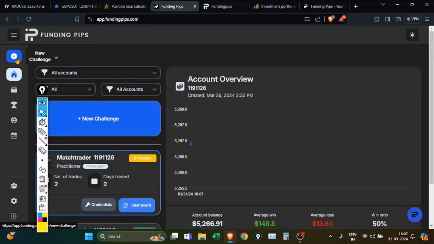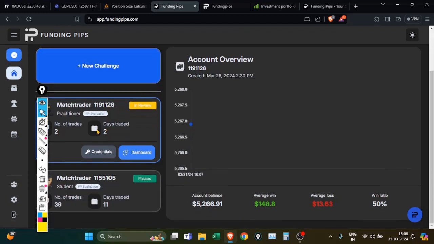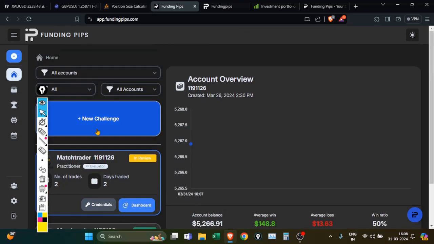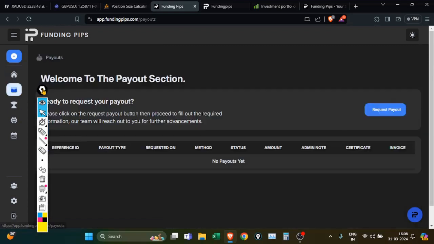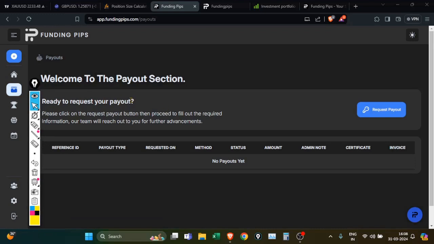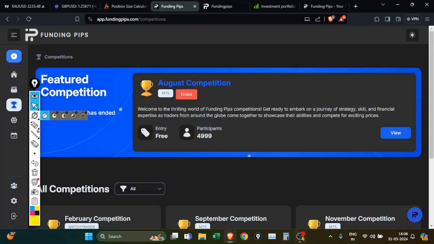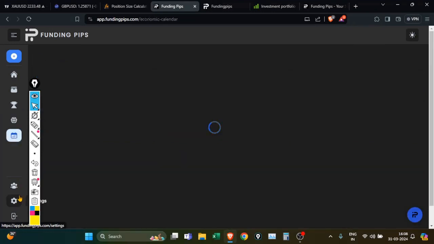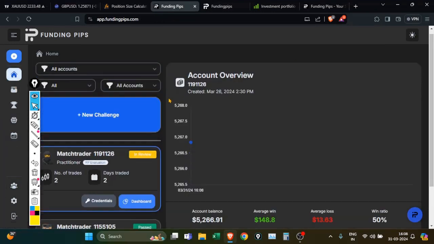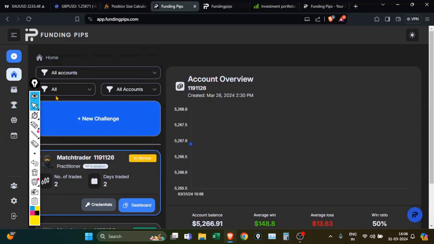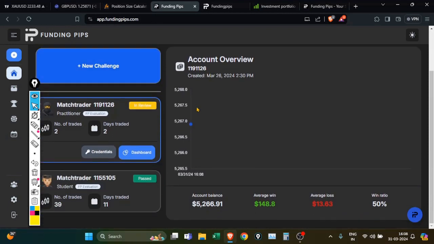So here you can see various sections like new challenge. You can take new challenge also. That means if I'm trading a 5k account and I want to take a 10k account, I can do that with a new challenge, and I have to pay the fees and I can trade in the 10k account also. The next is the payout section. When you will pass both the test and get a live account, you can request a payout over here. And here is the competition section, the leaderboard section, calendar, and so this was basically the user interface of the funding pips.